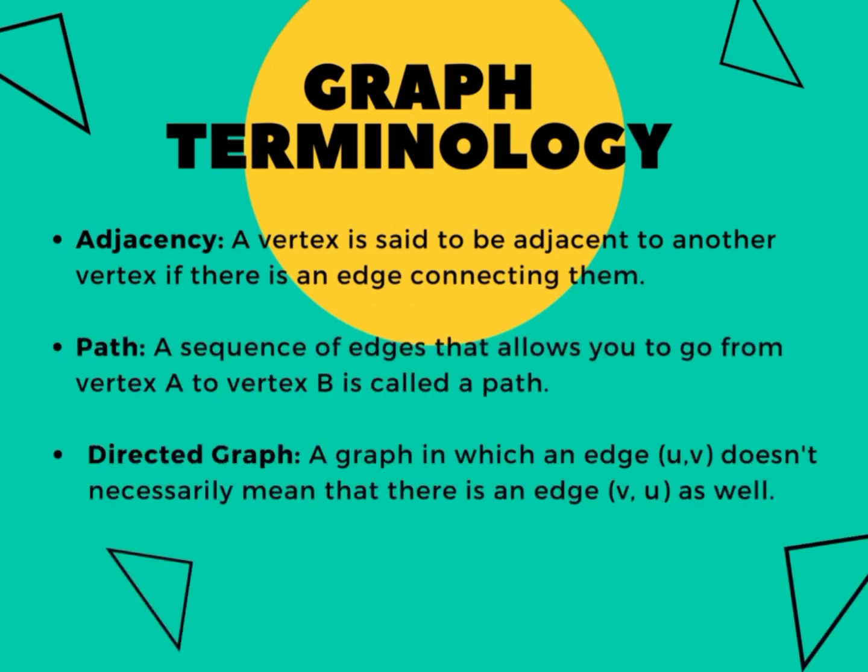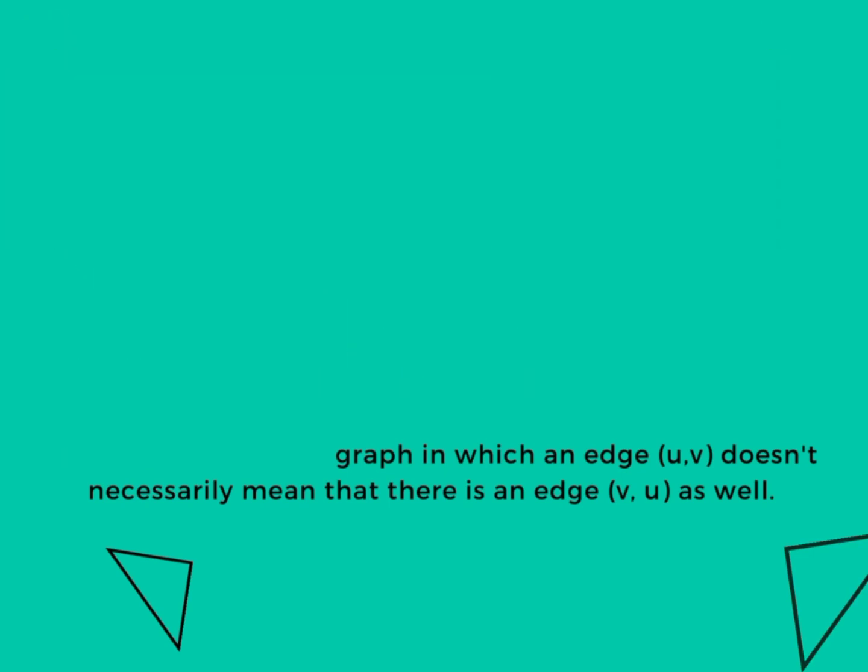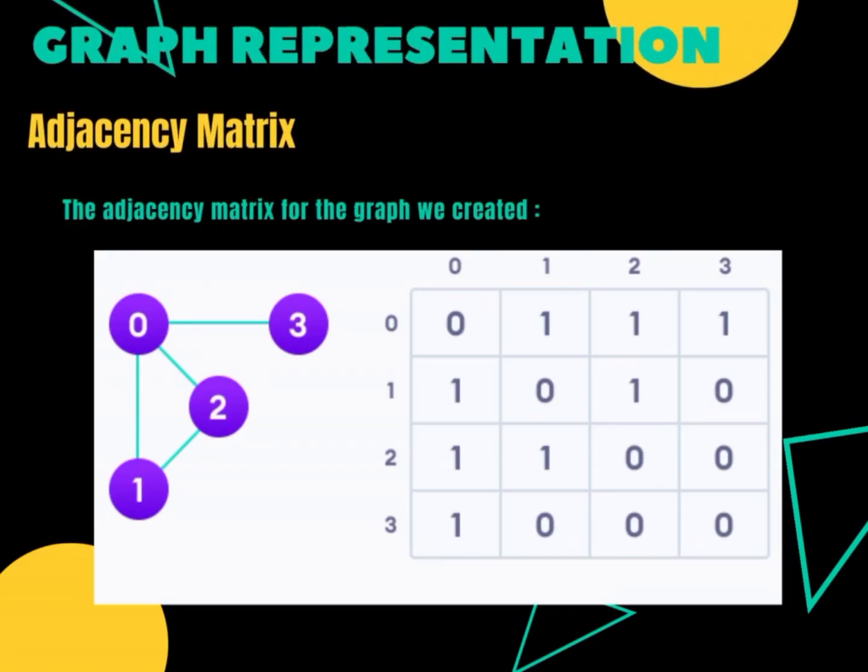Graph terminology. Adjacency. A vertex is said to be adjacent to another vertex if there is an edge connecting them. Path. A sequence of edges that allows you to go from vertex A to vertex B is called a path. Directed graph. A graph in which an edge UV doesn't necessarily mean that there is an edge VU as well.